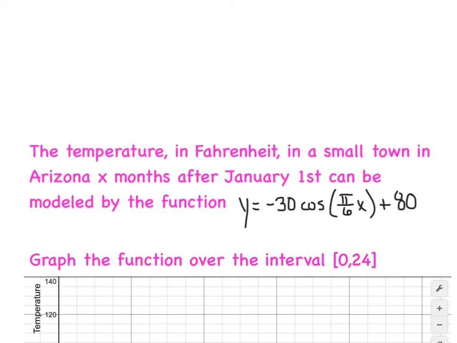So here we go. We've got a really warm, inviting picture here of warm Arizona, and they said that the temperature in degrees Fahrenheit in a small town in Arizona, X months after January 1st, can be modeled by this function right here. So X is the number of months, Y is the temperature in degrees Fahrenheit, and what you'll notice is we've got an amplitude of 30, a frequency of pi over 6, which would tell us that the period ends up being 12, and then we've got a vertical shift, or a midline, at 80.